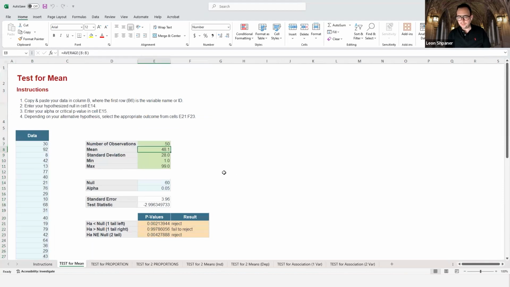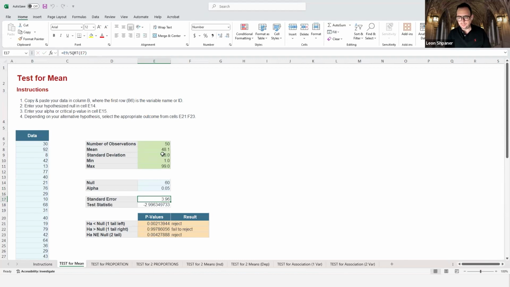50. You'll have all the relevant statistics placed for you here in green, which are already governed by these formulas. You don't have to do anything. All you have to do is copy paste into the blue section. Same thing here. Blue means that this is your value, your null, your alpha, again, 0.05. Standard error is calculated, and it follows the formula, which is your standard deviation divided by the square root of the sample size n.